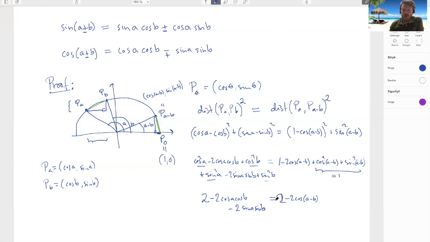And of course, this 2 here, I can kill against this 2. So I'm subtracting 2 on both sides. And then I can divide by minus 2 everywhere. So this goes away, and I get a plus here. And this goes away. And what am I left with? Cosine of A minus B is equal to cosine A cosine B plus sine A sine B. That's exactly the second formula inside of here. So cosine of A minus B is equal to this plus that. And then, up to some tricks to get these other guys from this formula, we are done.